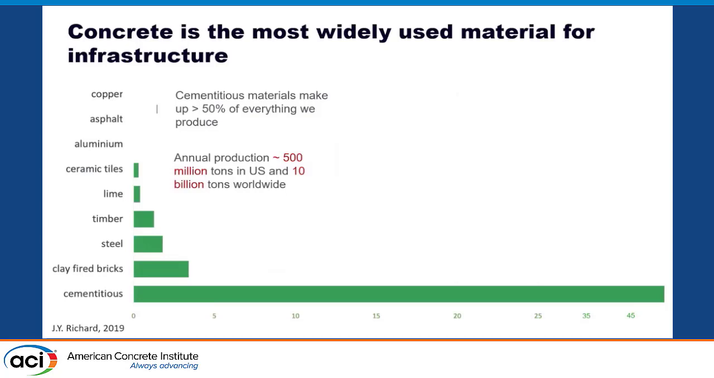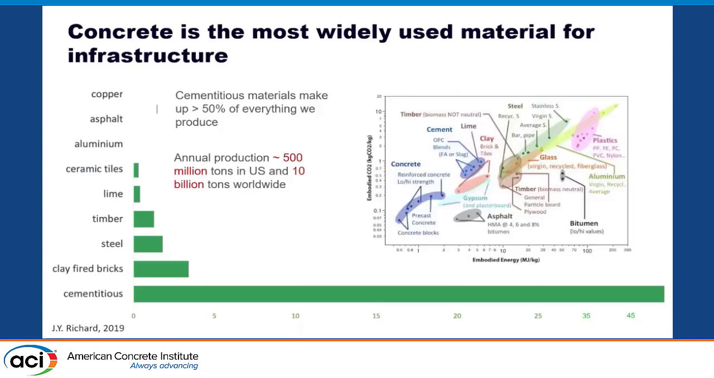Concrete is one of the most widely used materials for infrastructure. For example, in the USA we have about 500 million tons, and 10 billion tons worldwide. Concrete is the most used material in the world because, compared to steel, glass fiber, bitumen, or composite materials, concrete has low embedded energy and low CO2 emission.